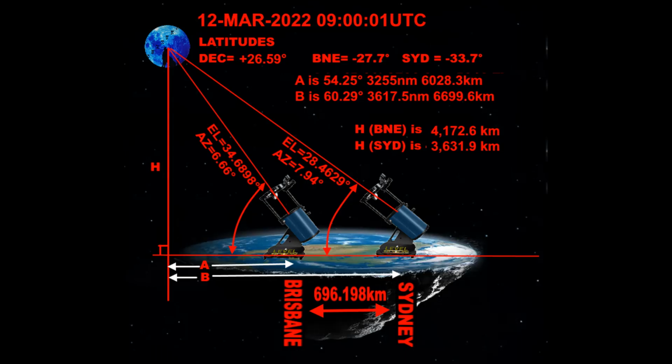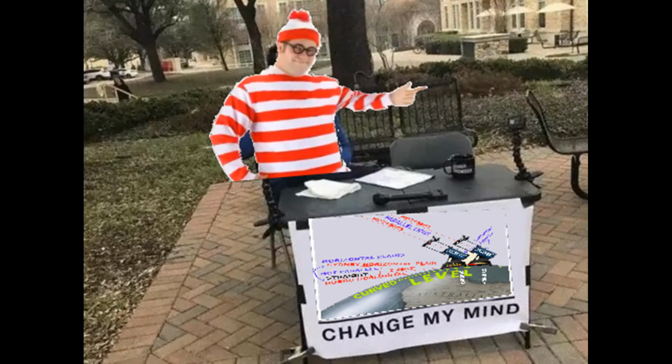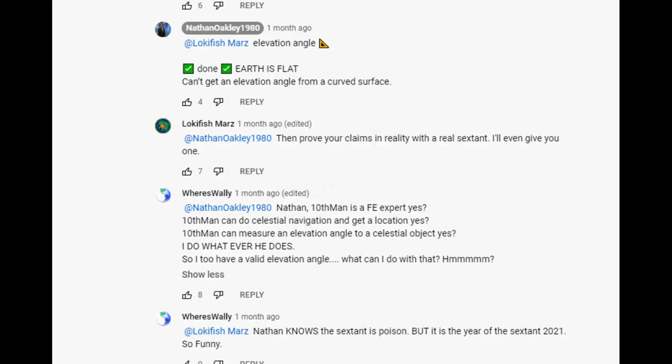So firstly, let's have a look at how well this works on a plane. Now we have two angles and a distance between them. Now one thing I like to do with flat earthers is just put this little thought experiment to them. We can assume that 10th man, say, if he was standing right beside me or Wolfie, he would be reading the same elevation angle to the moon with his sextant. Just not as accurately, of course. Tell me I'm wrong, Nathan. I dare you. Oh, wait, yes, I've already done that, haven't I?